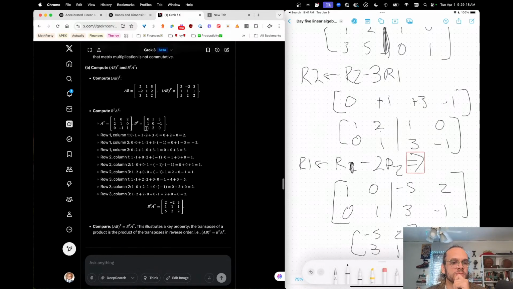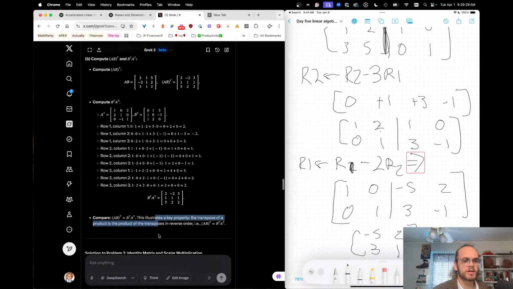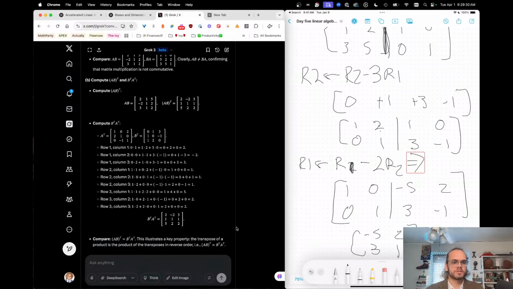Okay, AB transposed, B to the T. B transposed times A transposed is going to be the same. Cool. The transpose of a product. I'm going to get all of this in a screenshot. That's interesting.